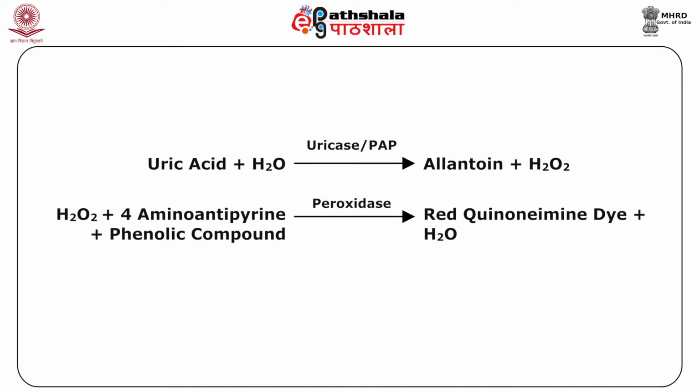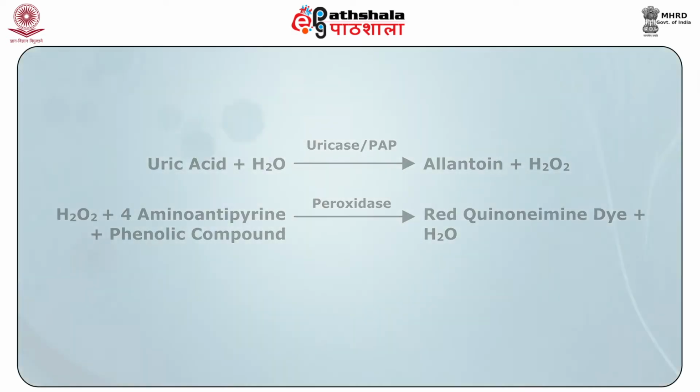The uricase enzyme acts on the uric acid in the serum sample to give allantoin and hydrogen peroxide. The hydrogen peroxide then reacts with aminoantipyrine in the presence of peroxidase enzyme to give a red dye called quinone imine. The red dye produced in the above reaction is colorimetrically estimated at 520 nanometers and correlated with the levels of uric acid.